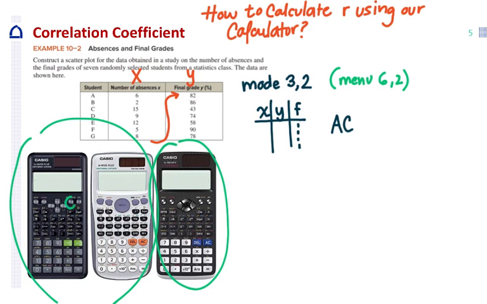Okay, and let me just circle here. You were going to press mode 3.2 for these calculators, same mode 3.2. For this one, it's the same position menu, but then you press 6.2. Okay, so all the data hopefully is entered now.